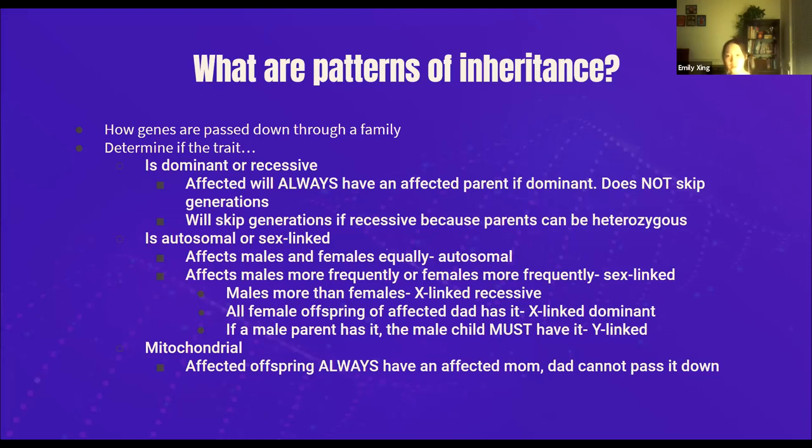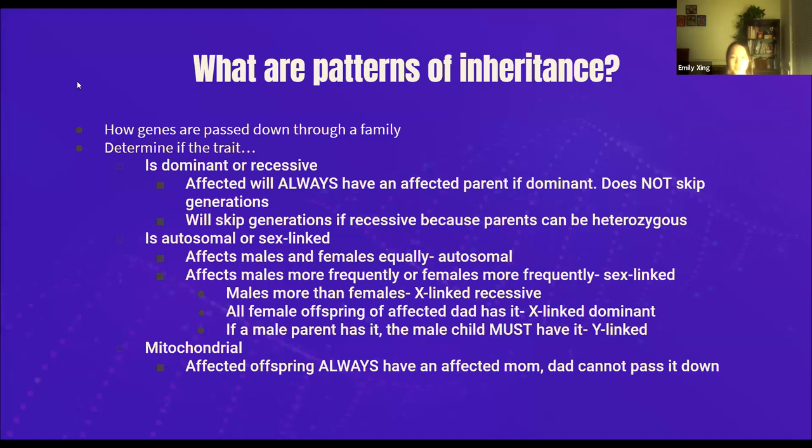Dominant traits do not skip generations. Basically, this means that every generation with someone with this trait, the next generation will also have it. And it will skip generations if it's recessive, because parents can be heterozygous. So basically, if you see a lot of affected individuals, it's probably dominant. If you don't see that much, it's probably recessive, unless certain case scenarios we will see later.